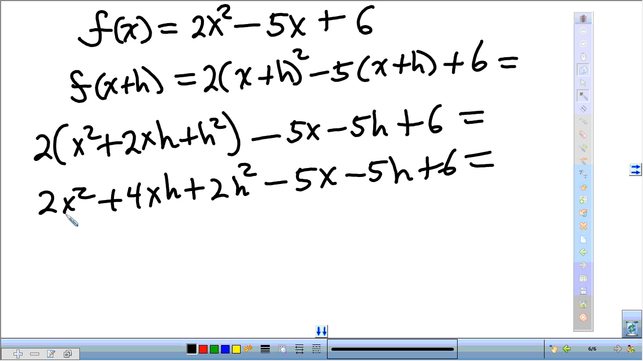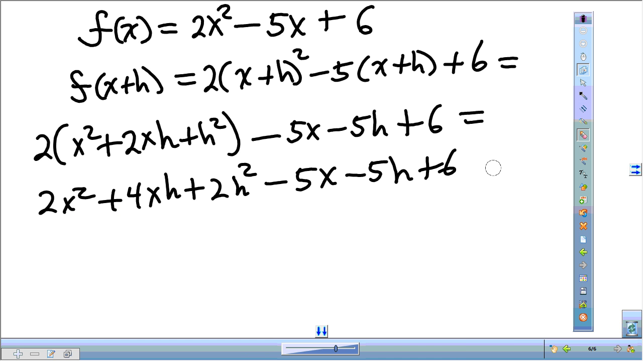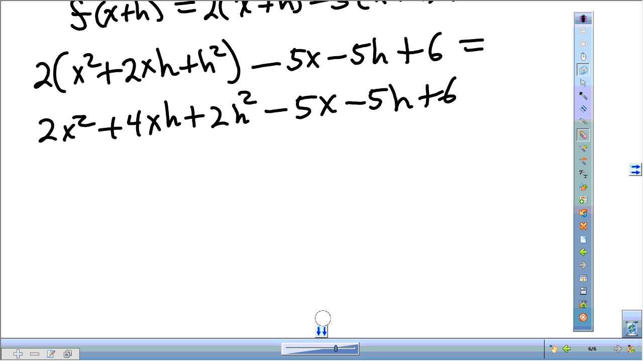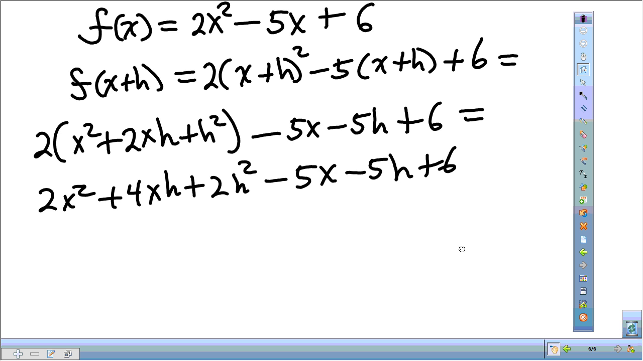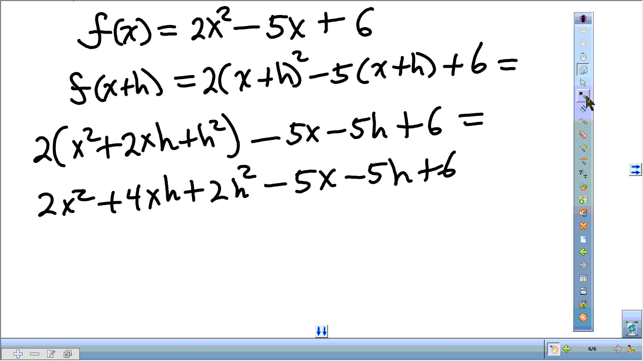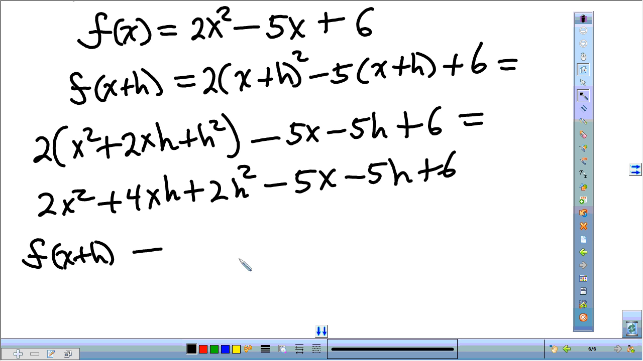Now, if I attempt to collect like terms, there are no like terms. So at this point, I'm ended that. Now what do I have to do? I have to look at this last expression that I came up with for f of x plus h and subtract f of x.